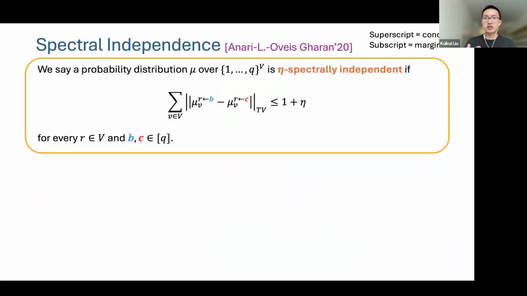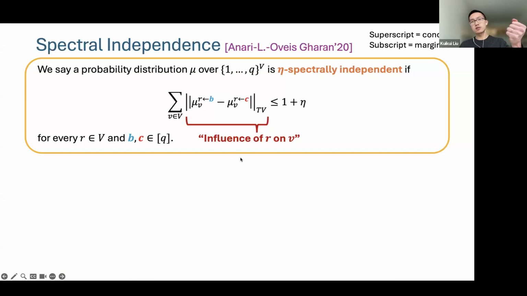So to define spectral independence, I need to first define for you a notion of influence or correlation between vertices in the graph. So let mu be my distribution over, let's say, colorings. I'm going to define the influence of a vertex R on another vertex V as the total variation distance between these two distributions, namely the marginal distribution for a random coloring of the vertex V, conditioned on knowing that the vertex R is some color B.